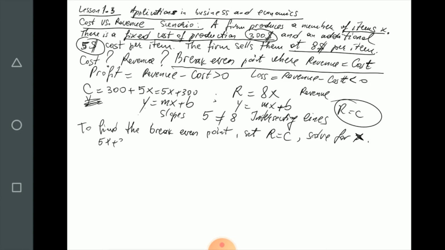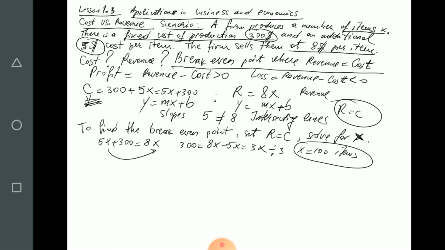So 5x plus 300 equals 8x. We can move 5x to the right-hand side. And that's 3x. Divide by 3. And that's going to be 100 items. So for 100 items, I know that the revenue is equal to the cost. And in particular, that revenue and the cost is going to be 800.